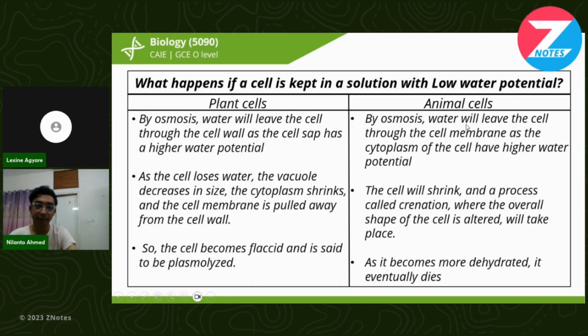Now, what about animal cells? The same thing will first occur. Water will leave the cell through the cell membrane, but animal cells, unlike plant cells, will eventually face crenation, where the overall shape of the cell is altered. As it becomes more dehydrated, it will eventually die off.